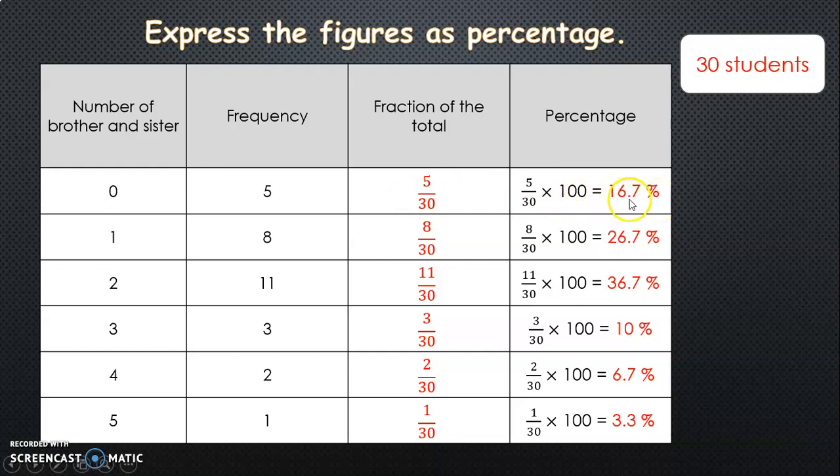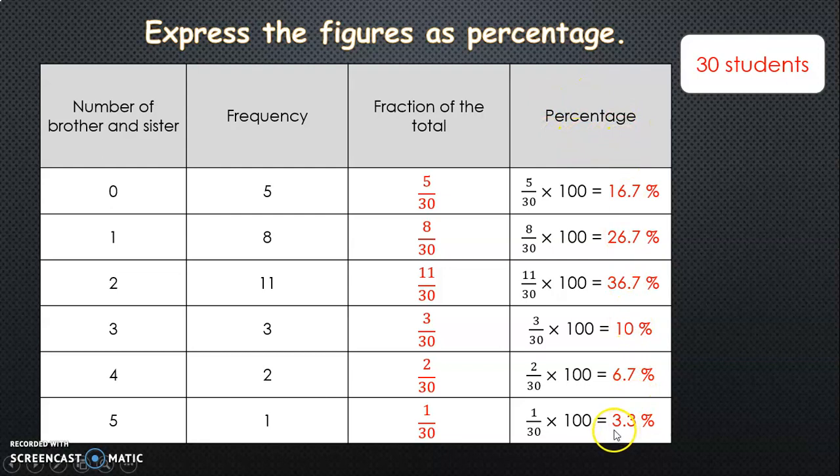Here, we have 1 decimal. If you get 2 or more decimals, just round up the first decimal. So here again, the fraction of the total is 5 over 30, multiply it by 100. What we will get is 16.7%. Again, for the others also, we must multiply the fraction of the total by 100 in order to get the percentage.